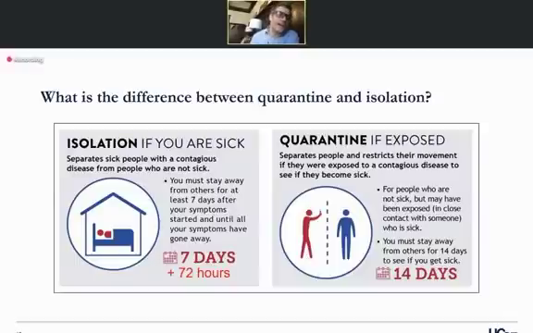But for those individuals that have been exposed, as I've mentioned a couple of times, we're asking them to quarantine. They don't have symptoms, but they're at risk for developing symptoms. We want them to stay at home for 14 days. And so educating individuals as to what that involves is crucial. Next slide.